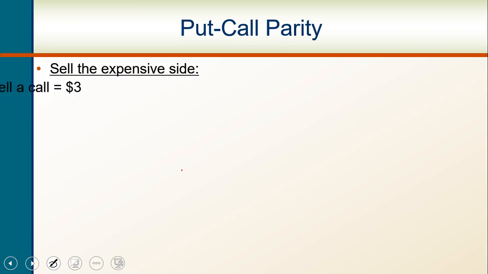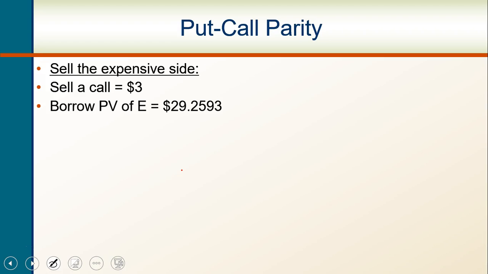So let's look at the steps. First of all, sell a call and get $3 because the call is worth $3. That's the premium for it. The second component is the present value of the exercise price. We are going to borrow that. So that was a sum of 29.2593. We calculated that on the previous slide. So this is going to generate the total cash amount equal to 32.2593.